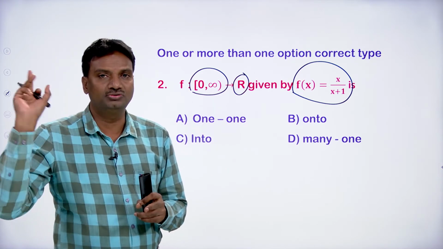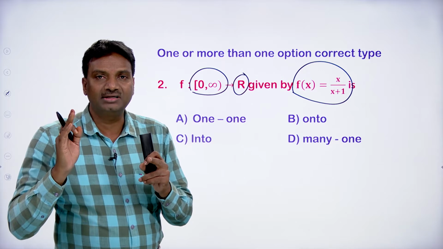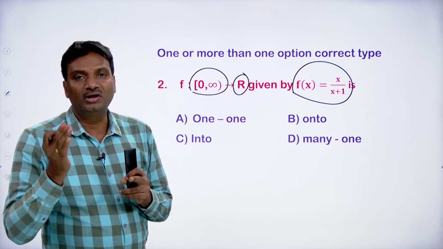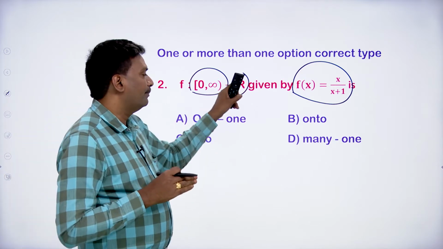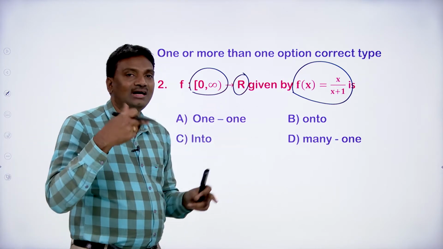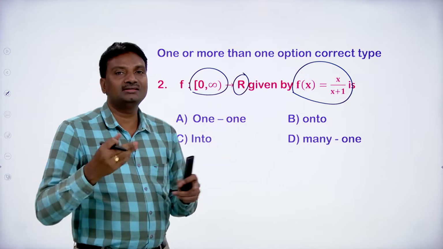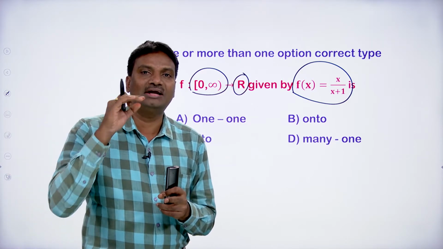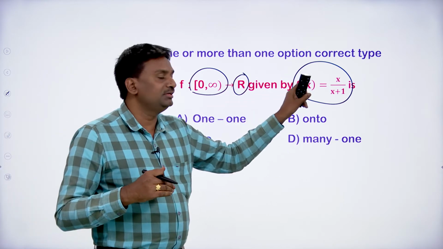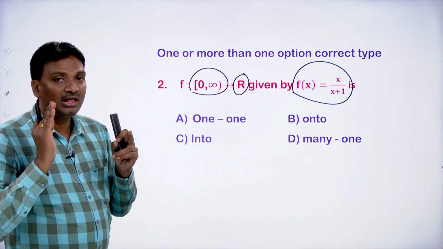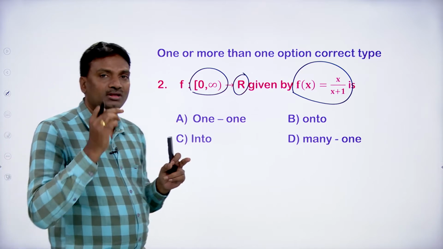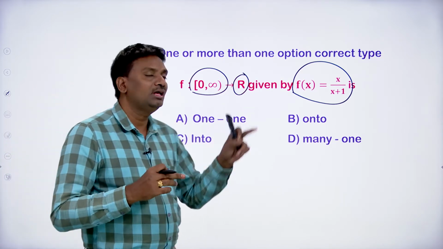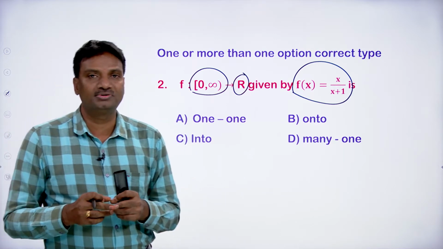So, 0, 1, 2, 3, and so on up to infinity. Do not consider negative real numbers in the domain. We must consider the positive real numbers including 0. But the codomain contains all real numbers: negative real numbers, positive real numbers and 0. Now, the function f of x is given as x by x plus 1. Is this function one-one, onto, into or many-one? Four options are given.